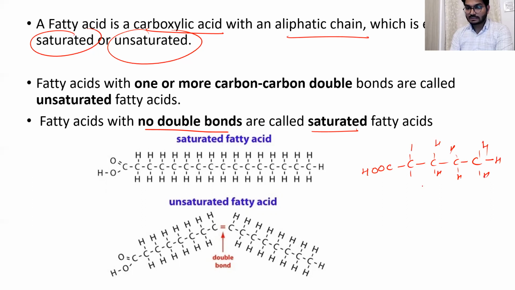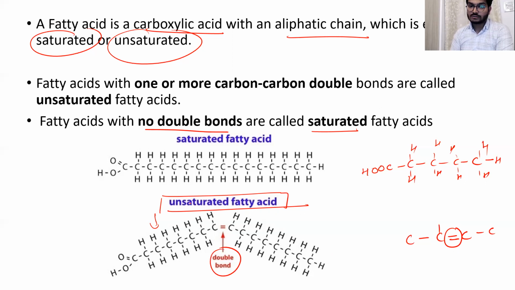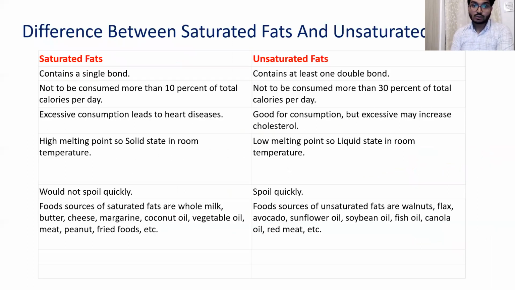If a long chain has one or more double bonds, that kind of fatty acid is termed an unsaturated fatty acid, as you can see in this image. This is the long chain of the fatty acid, and at one place you see the double bond, so that's your unsaturated fatty acid. So what is the difference between the saturated and the unsaturated one?